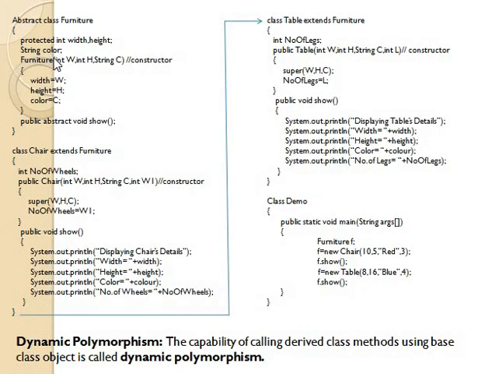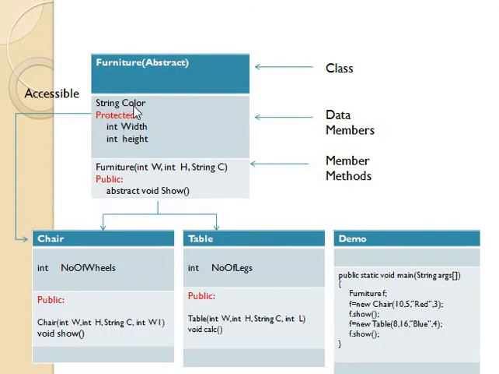Next, there is another data member, that is color of type string. Now this data member has no access specifier, so by default the access specifier which will be set for this data member color is friendly. So here is this data member color of type string, and the access specifier that will be set to this data member by default will be friendly.